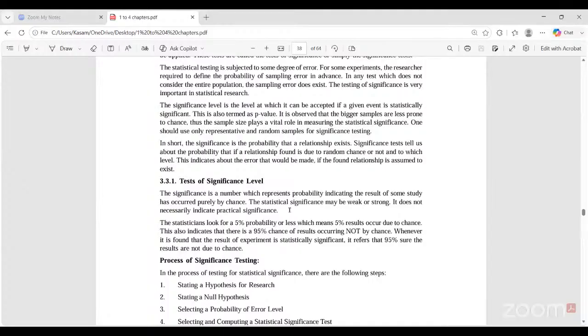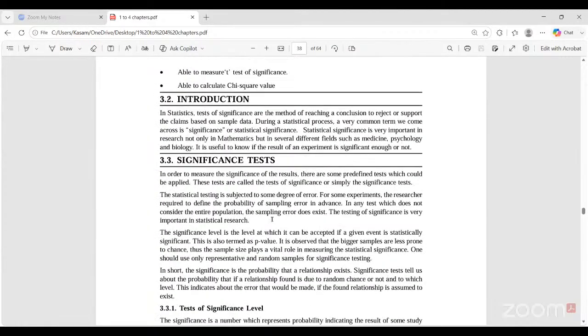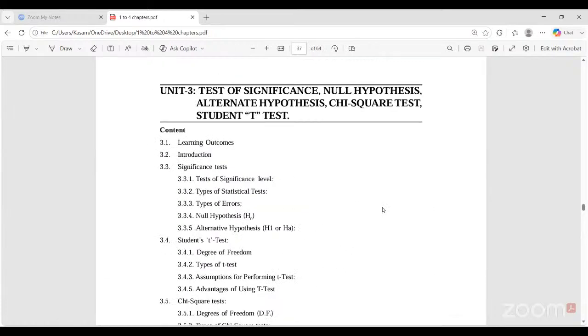Hello, sir. Sir, before going to explain this, can you please give me some introduction? We don't know anything about this paper before. But in your syllabus, no introduction is given. Yes, sir, but some brief about what we are going to do, can you please brief us?